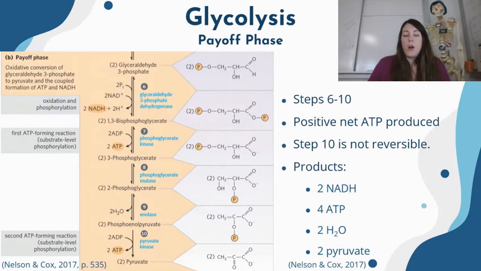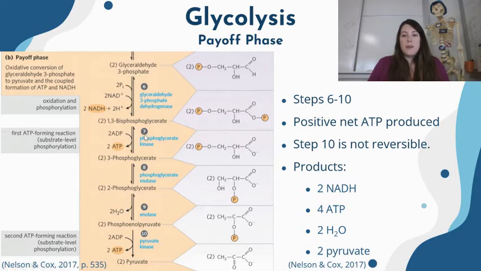Steps 6 through 10 are the payoff phase of glycolysis, where there is a positive net ATP produced. Now in step 6, here, two molecules of glyceraldehyde 3-phosphate, G3P, are oxidized into 1,3-biphosphoglycerate by using the two ATP molecules being assisted by glyceraldehyde 3-phosphate dehydrogenase and reducing two NAD plus here into two NADH molecules and hydrogen ions.